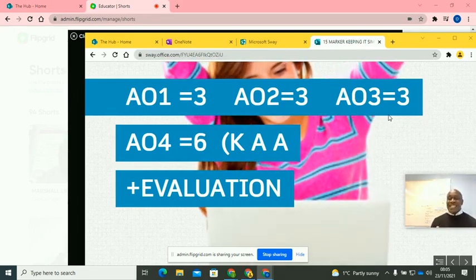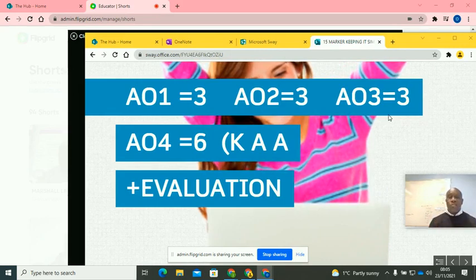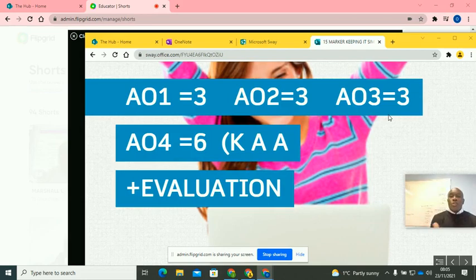AO3 is the analysis. It's simply answering the question. People get so confused with analysis, and I don't know why. It's just answering the question.